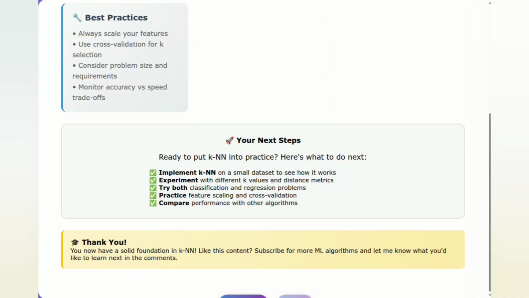For your next steps, I recommend implementing KNN on a small dataset to see how it works in practice. Try different values of K and distance metrics to get a feel for how they affect performance.